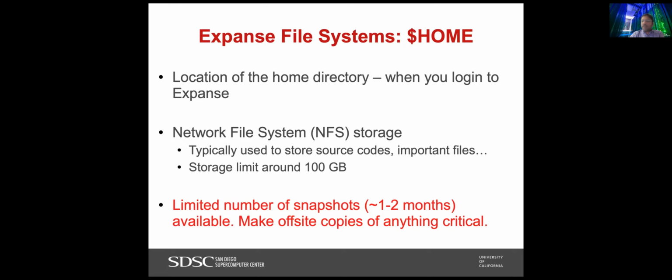And this goes for every file system. If you have critical data on the system, don't have a single copy sitting on a live file system. Please always make an offsite copy of anything important. And that's where tools like Globus help in moving them off and making copies elsewhere. But if anything is critical, you should have multiple copies, especially source code and important data sets that can't be replicated or reconstituted. Please have offsite copies.